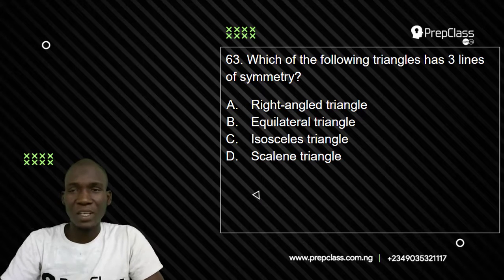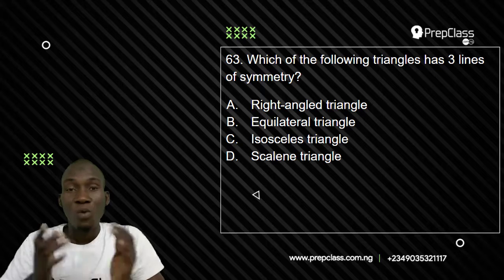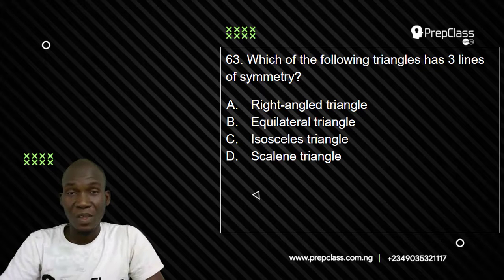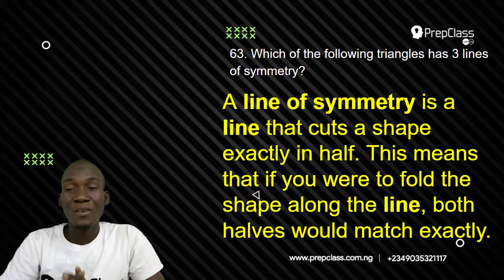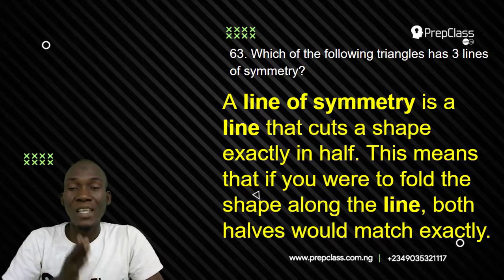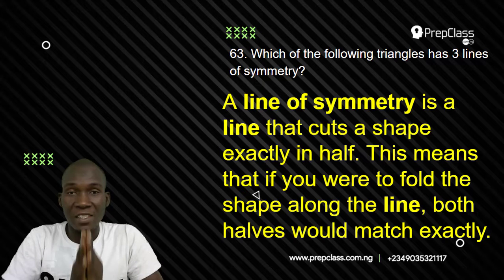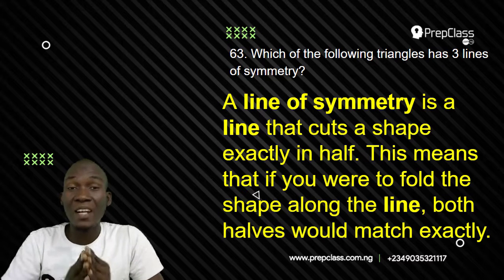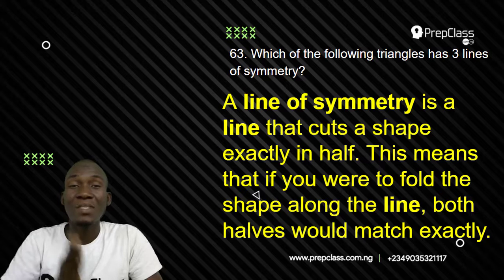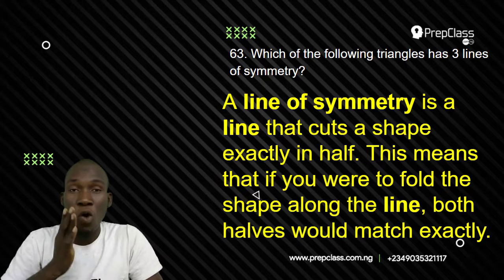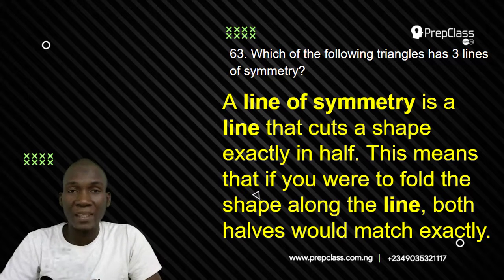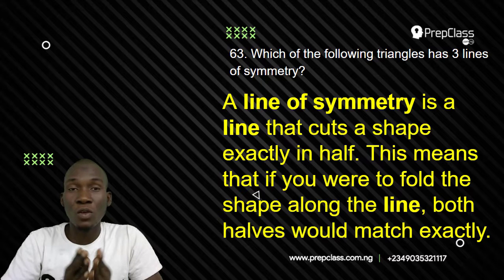To answer this question, the first thing you should ask yourself is, what is a line of symmetry? A line of symmetry is a line that cuts a shape exactly into half. This means that if you were to fold the shape along the line, both halves will match exactly. So a line of symmetry is any line that will divide a shape into two equal halves.